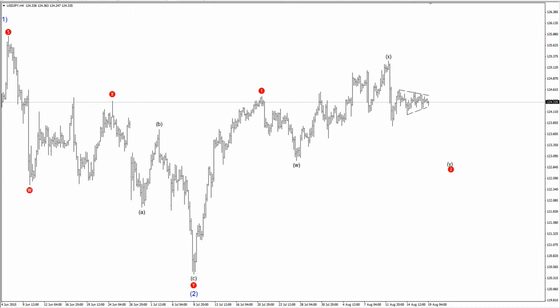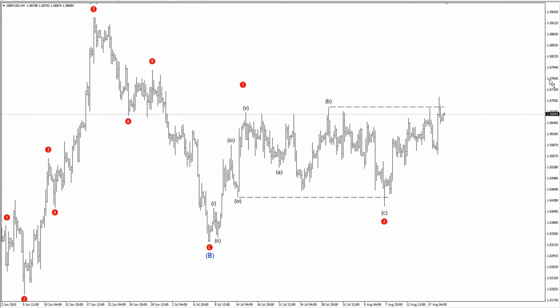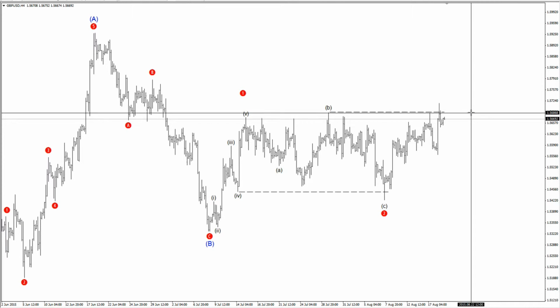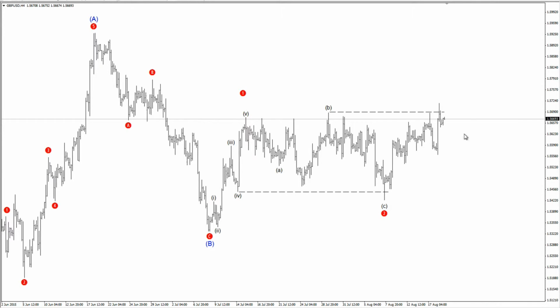Next is pound dollar, and yesterday pound dollar tested again the upper resistance area. This area, the strong resistance area, is around 156.9, the upper resistance line.